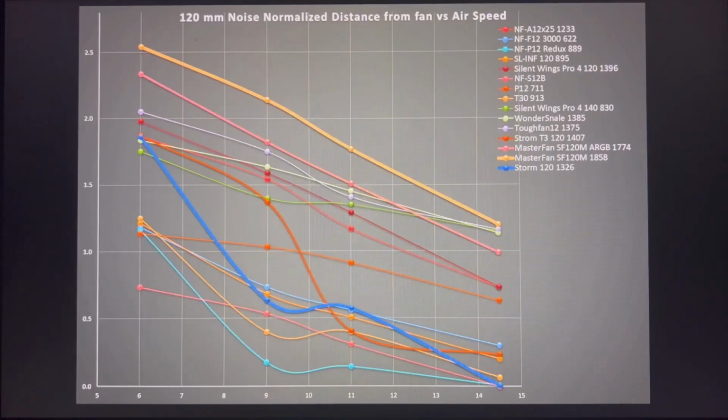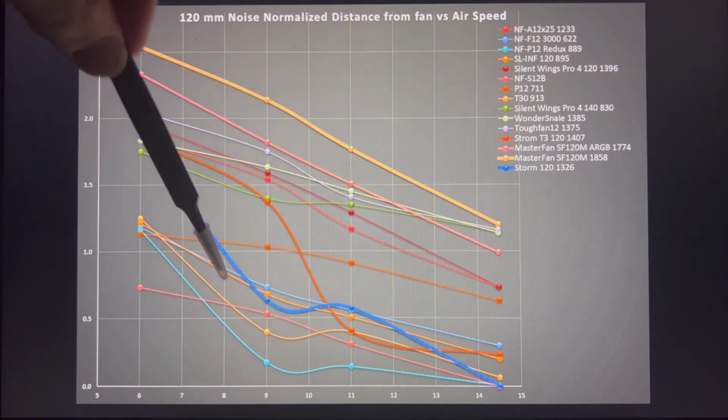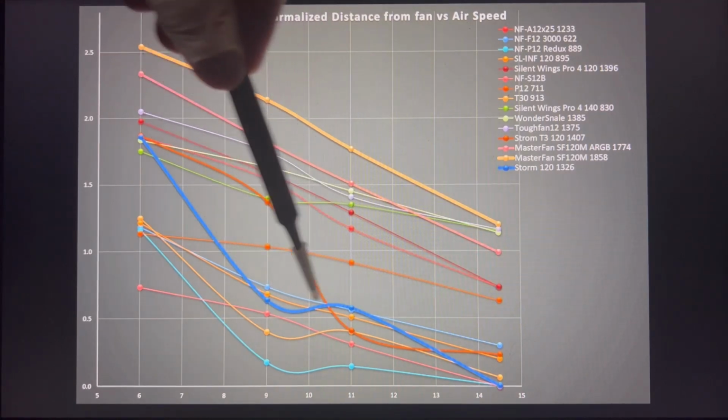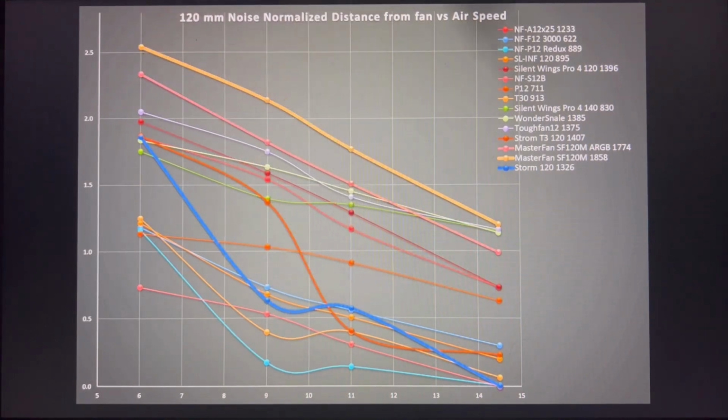Shifting gears and moving to case airflow testing, I have selected a number of different fans for our viewing pleasure. It is a lot. I'm going to try to point to them as best as I can with my screen pointer. The Masterfan SF120M is right here. The ARGB version is right below it with fairly similar results. The Storm regular edition, as I'm going to call it, is right here. Effectively, this is a flat line. Ignore the little whoop down.